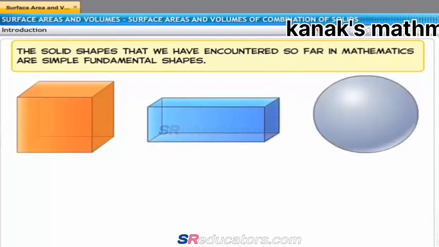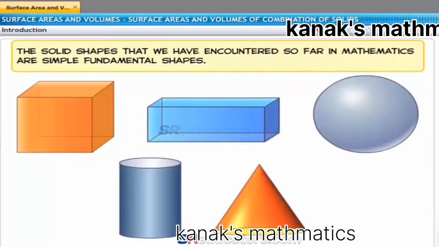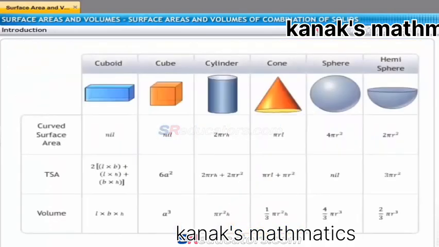cuboids, spheres, cylinders or cones. You have also learnt how to solve problems that are related to surface areas and volumes of these shapes using standard formulae. Let us revisit the standard formulae for calculating areas and volumes of fundamental solid shapes.